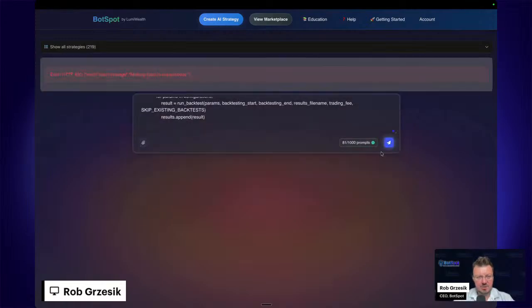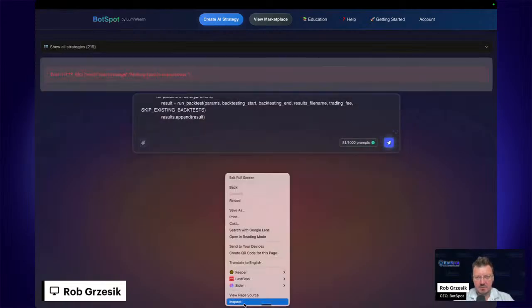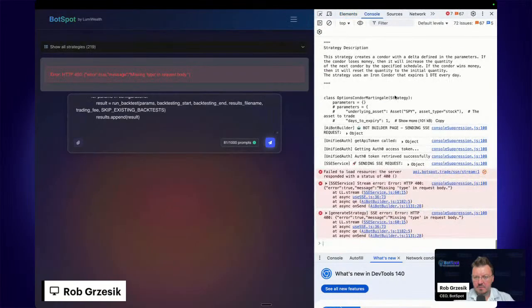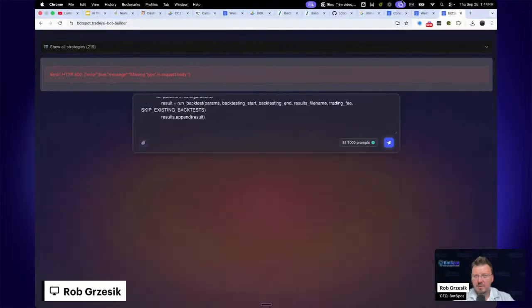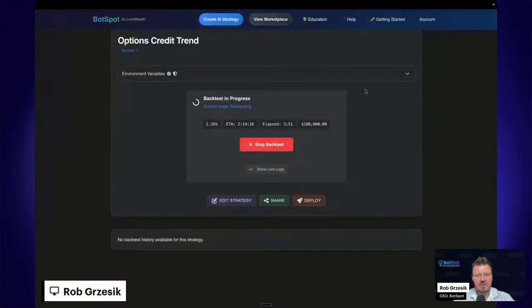which is strange because this worked literally a second ago. Missing type and request body. This is very strange. Very, very strange indeed. Okay. Well, we'll leave this alone for now then. We'll see what this AI produced for us. It's backtesting. It's not really trading at all so far. So maybe this might be a dud. We might have to tell the AI to make some fixes here.